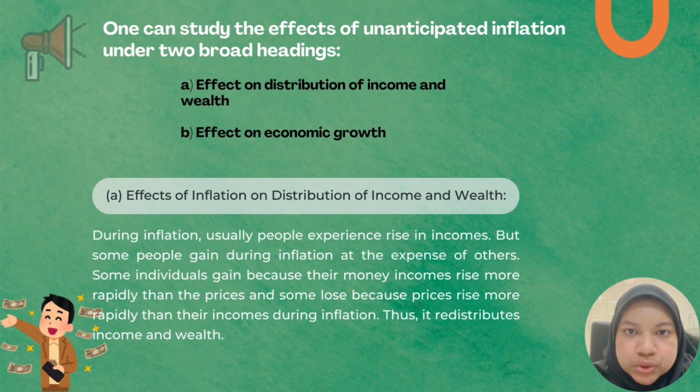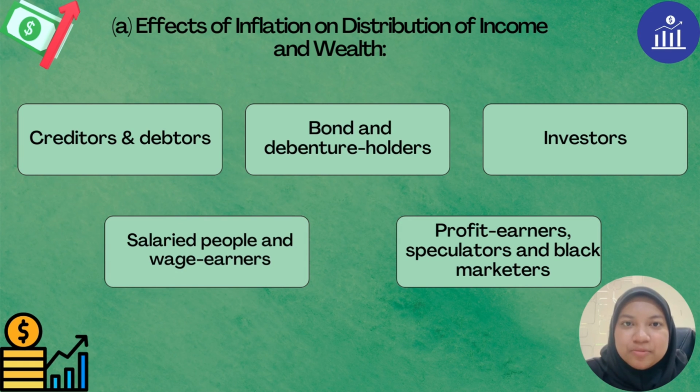During inflation, usually people experience a rise in incomes, but some people gain during inflation at the expense of others. Some individuals gain because their money incomes rise more rapidly than prices, and some lose because prices rise more rapidly than their incomes during inflation. Thus, it redistributes income and wealth. There are five categories of people who are affected by inflation differently.